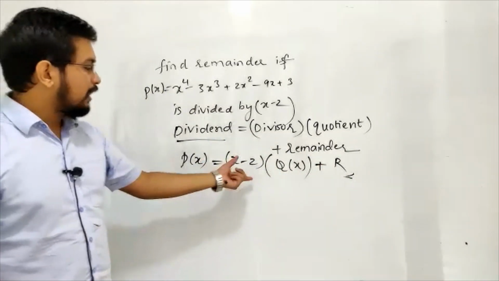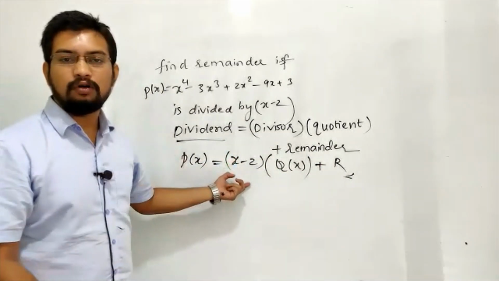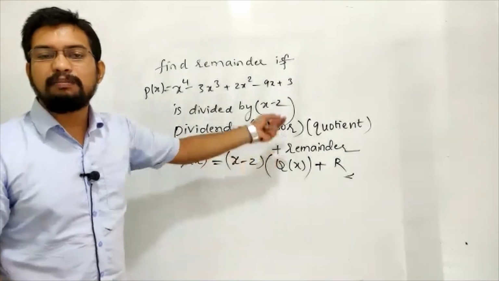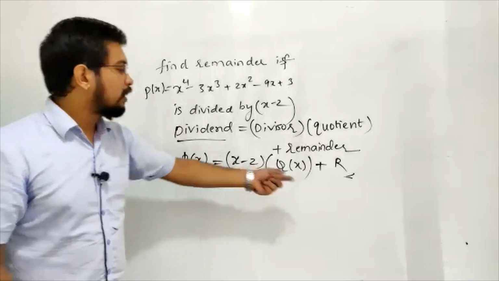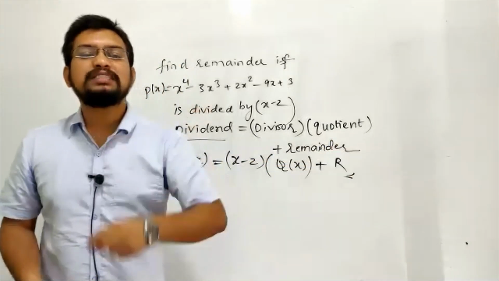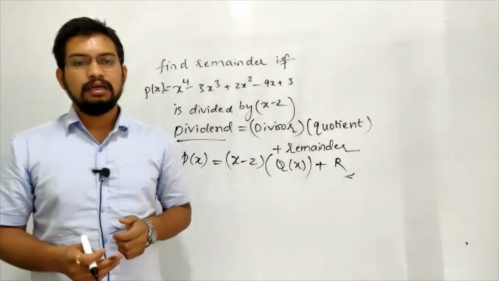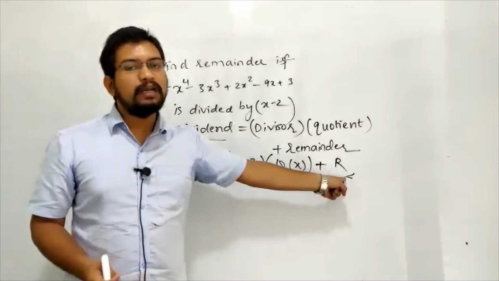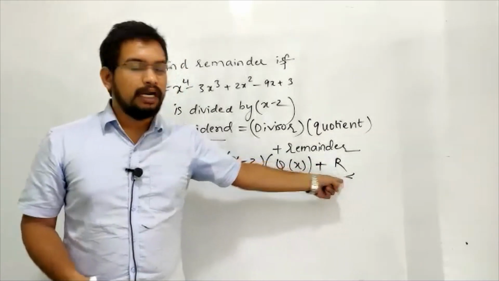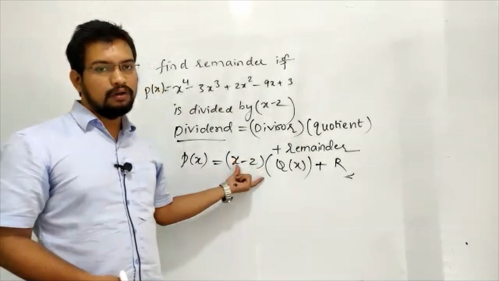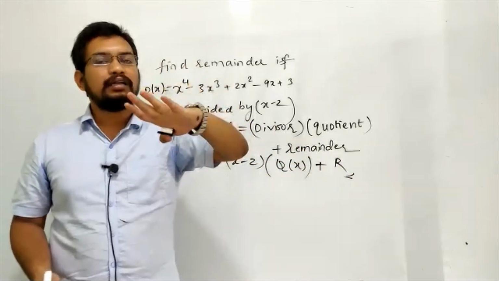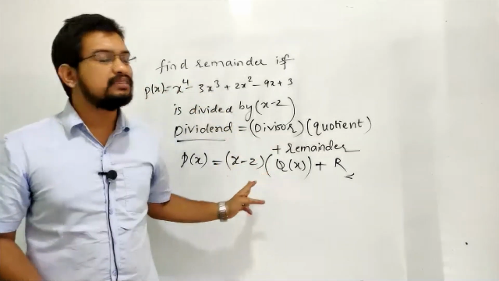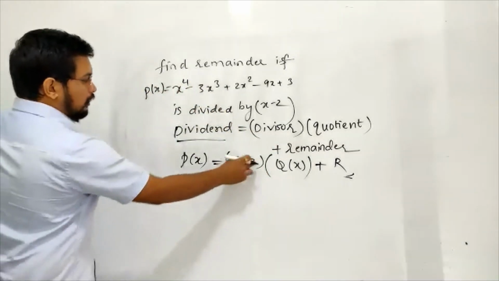For example, instead of x minus 2, if I gave you something like x square plus x plus 4, what do you have to write? The remainder will be of the form ax plus b. If the divisor is quadratic, the remainder should be written in the form ax plus b. You have to write the maximum degree of that remainder as 1 less than this particular thing. So they're asking you this part.